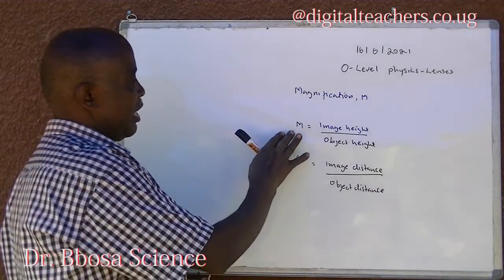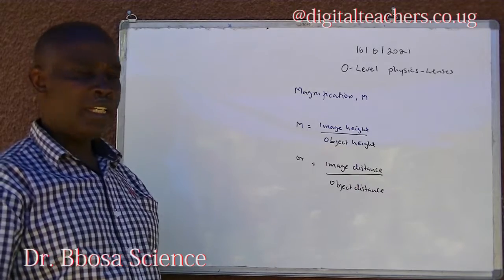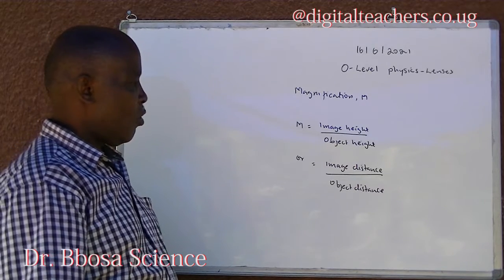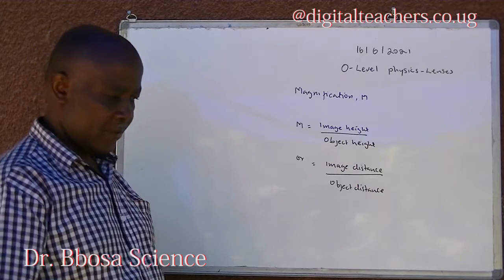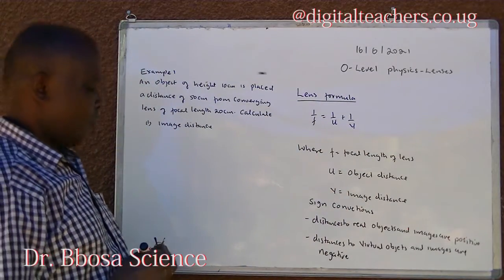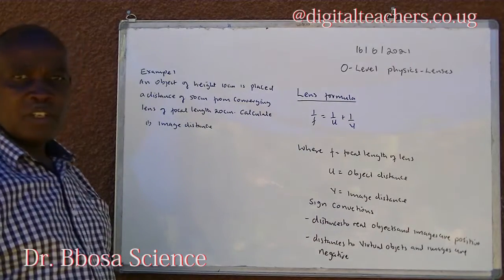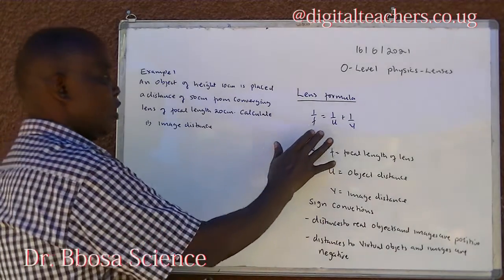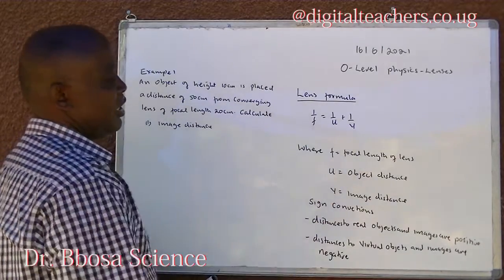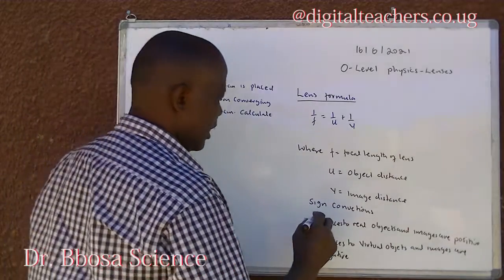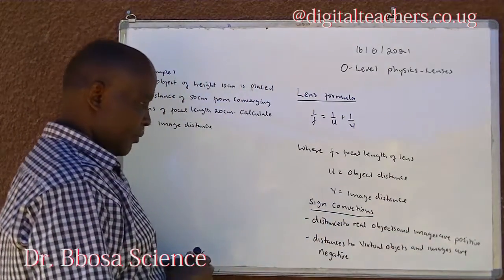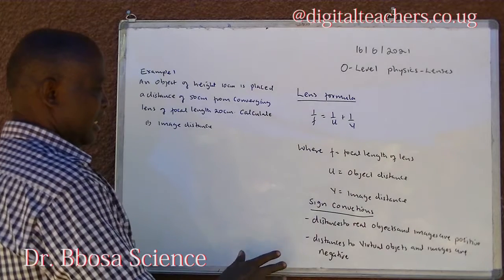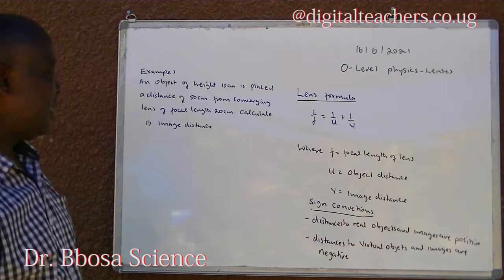Magnification M. Magnification is equal to image height over object height, or magnification is equal to image distance over object distance. The lens formula is given as 1 over F is equal to 1 over U plus 1 over V, where F is the focal length of the lens, U is object distance, V is image distance. Then sign convention: distances to real objects and images are positive. Distances to virtual objects and images are negative.